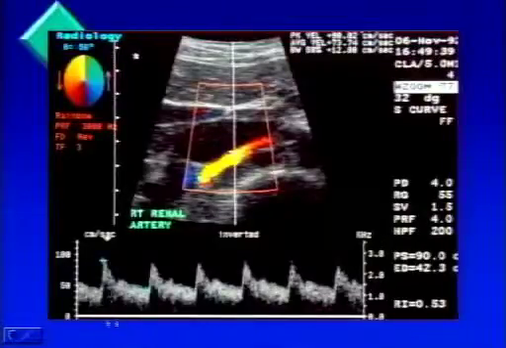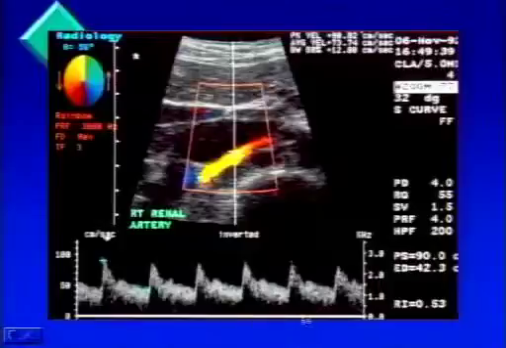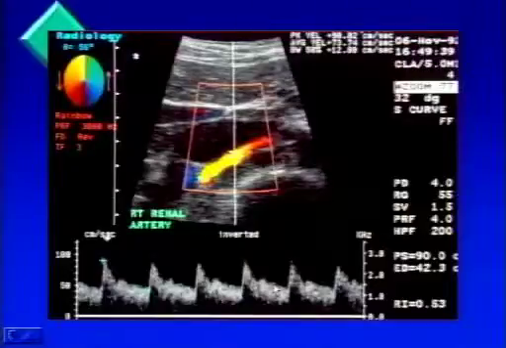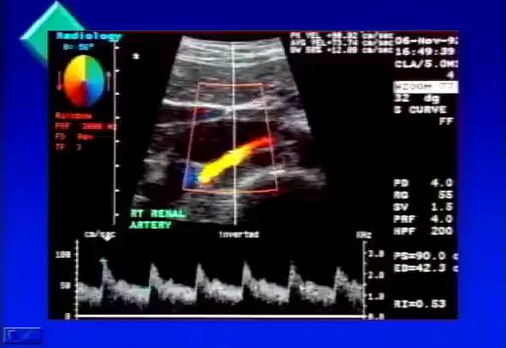Our zero baseline on this display has been moved down to the bottom of our scale here. So just looking at the waveform characteristics itself, we initially know that this patient has a normal waveform because we have a low resistance waveform pattern. The next step is to get some quantitative information.